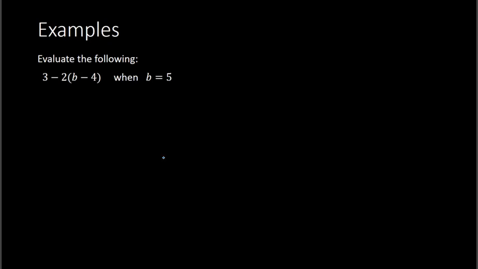So what I do is I replace this b with a 5. So in parentheses, instead of b minus 4, I now have 5 minus 4. Make sure that you follow the order of operations. So you begin with parentheses first, and then you can multiply after and then subtract after that. So in parentheses, you have 5 minus 4, which would equal 1. So I have 3 minus 2 times 1. All right, 2 times 1 is 2. So I have 3 minus 2, which would equal 1. So my solution would equal 1.